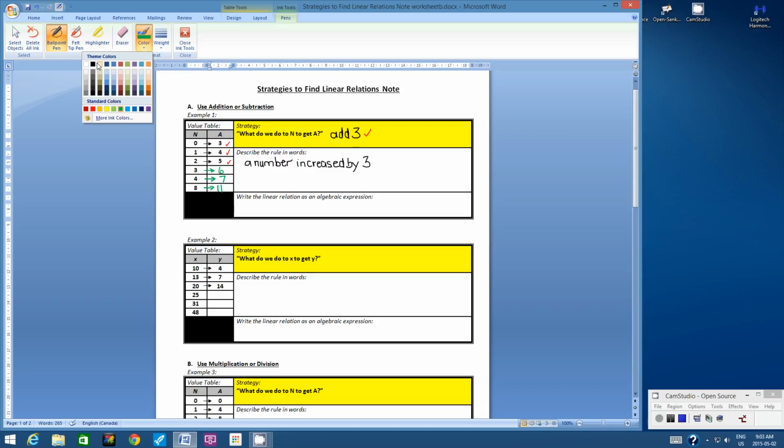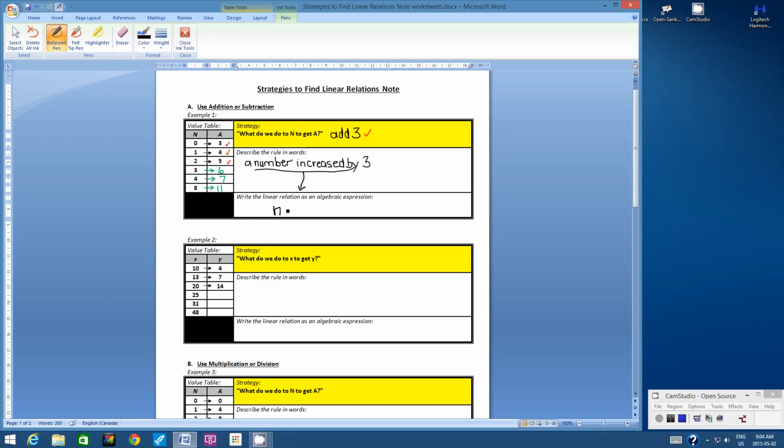Okay, all right, the last part. Write a linear relation as an algebraic expression. In other words, we're taking this rule in words and translating it into an algebraic expression. Before, when we did algebraic expressions, we used a variety of letters, but mostly we used X. But for these types of questions, it's kind of standard to use N.